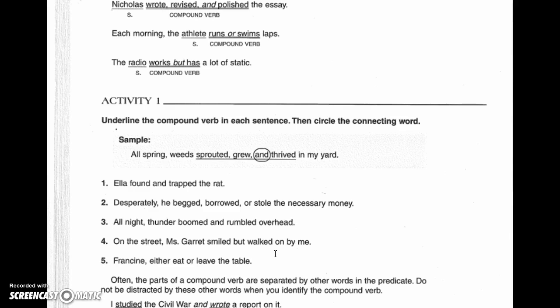The examples say, all spring weeds sprouted, grew, and thrived in my yard. And you're going to underline the verbs that you see and circle the word and. I want you to pay attention to the use of the comma. Notice there is a comma after the word grew and before and. It just separates out the elements. Okay, so pause your screen now and do questions 1 through 5.